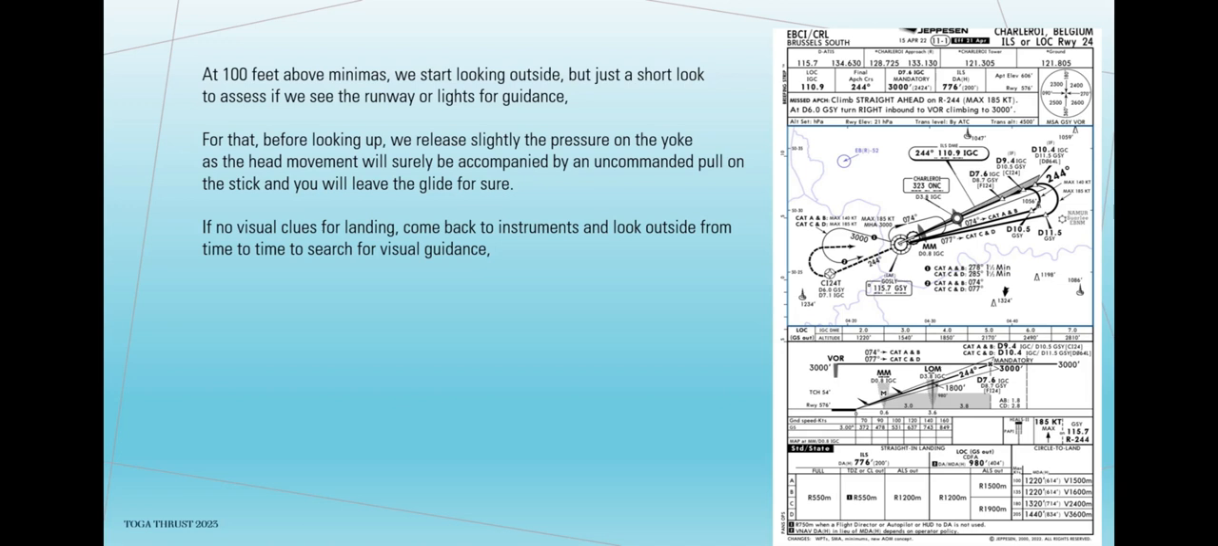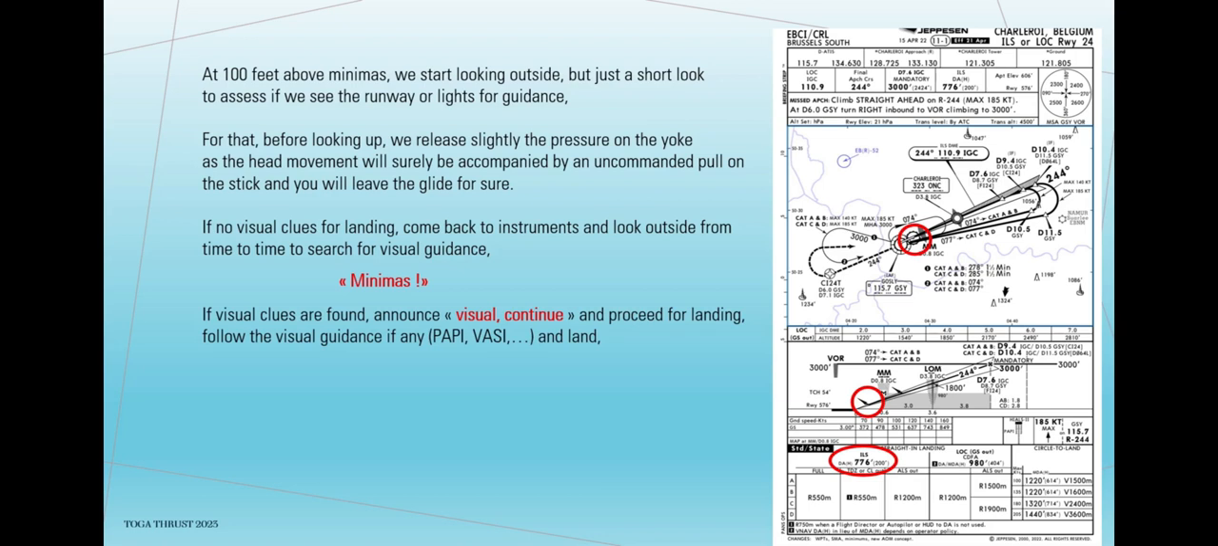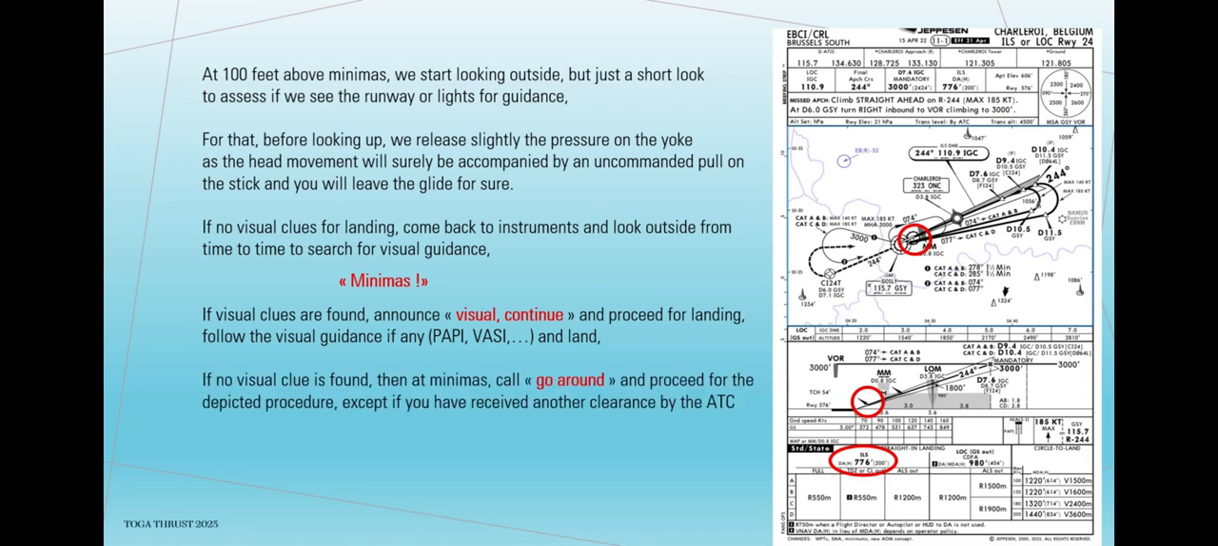Minimas. If visual clues are found, announce Visual, continue, and proceed for landing. Follow the visual guidance if any, PAPI, VASI, and land. If no visual clue is found, then at minimas, call Go around, and proceed for the depicted procedure, except if you have received another clearance by the ATC.